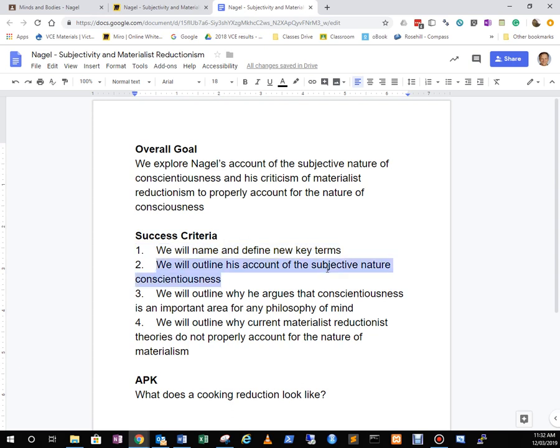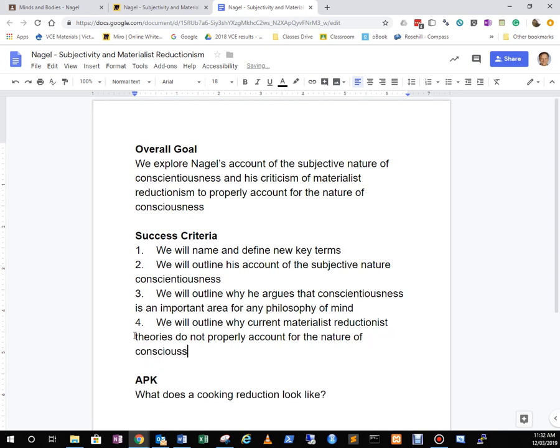We also need to outline his account of the subjective nature of consciousness. Then move on to see why he thinks consciousness is an important area for any philosophy that tries to explain mind. And then we need to outline why he believes that current materialist reductionist theories do not properly account for the nature of consciousness.